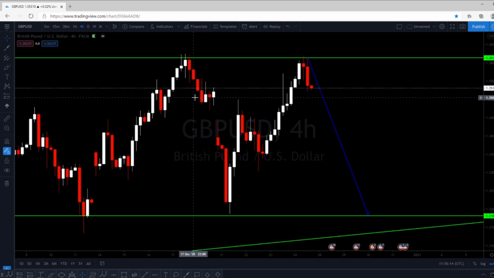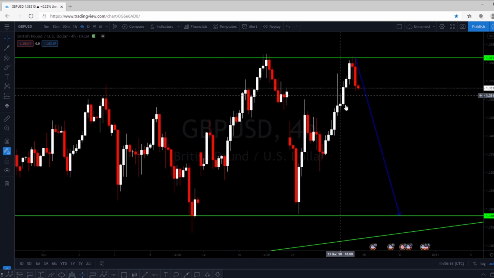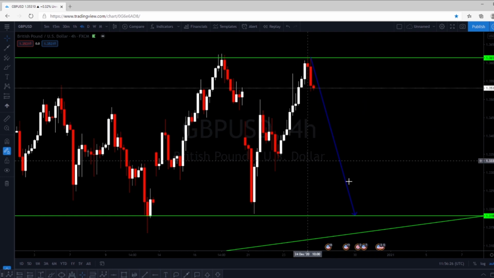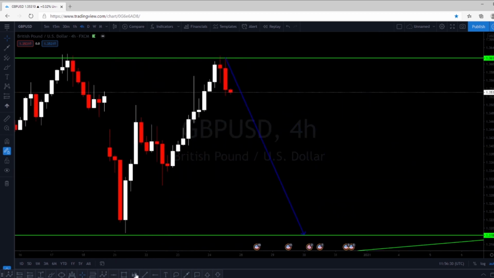If you know what we mean by ranging market, this is a short-term ranging market. What I'm going to be doing right here is waiting for the market to break out of this ranging zone, either to the upside or to the downside. It depends on what is going to happen when the market opens.